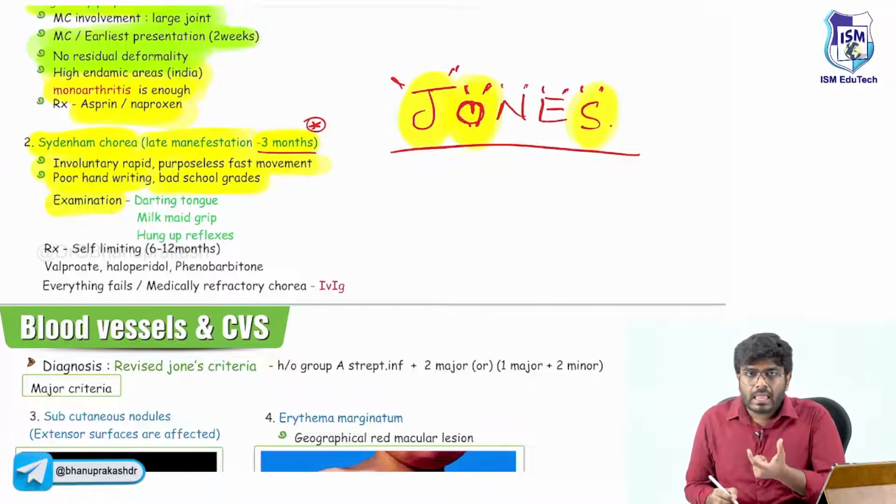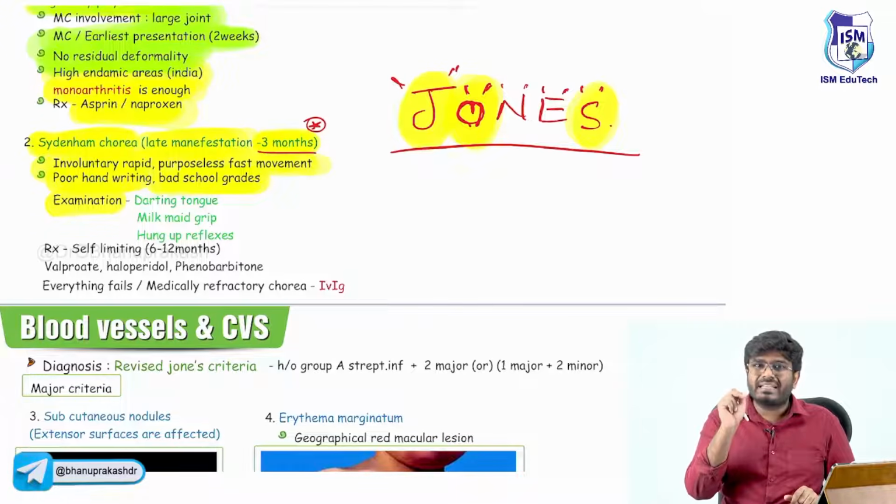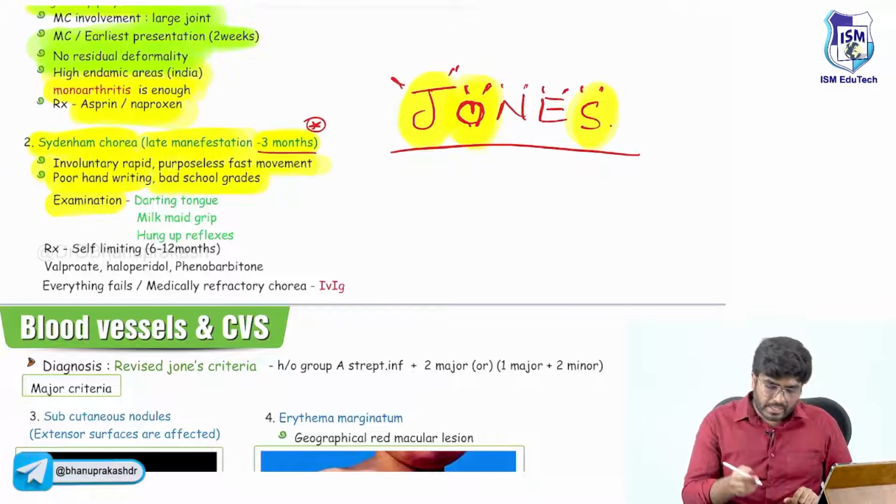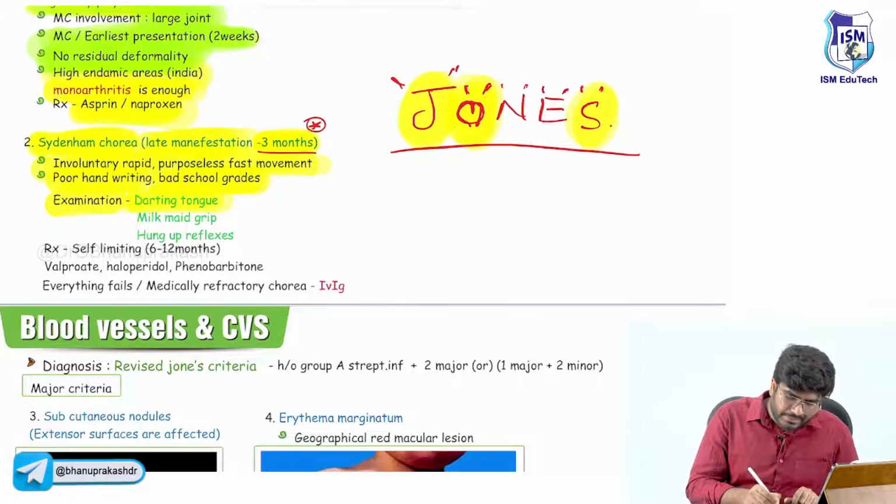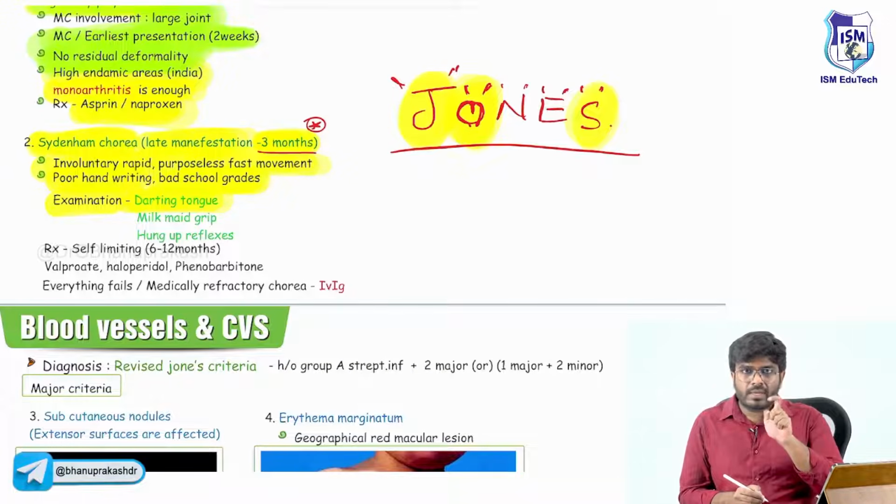Whenever you do an examination, if you ask the boy to show his tongue, he will do a snake-like movement, a darting tongue, sir. Okay, the way a snake takes its tongue out, like that. I don't want to show. So it's a darting tongue. Okay, darting tongue will be seen. It's a purposeless movement of the tongue.